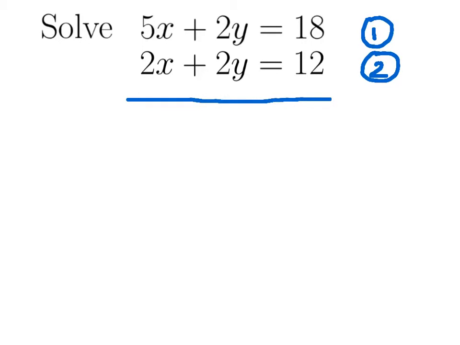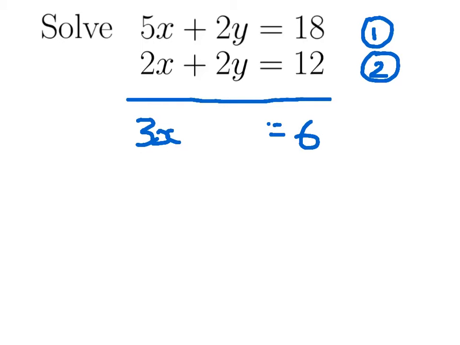So if we do 5x take away 2x, that gives us 3x. 2y take away 2y, well that's nothing. And that's exactly why I've chosen to subtract these equations. 18 minus 12 is 6. What we've ended up with there is just one equation with just one variable for us to find the value of. And we can do that.